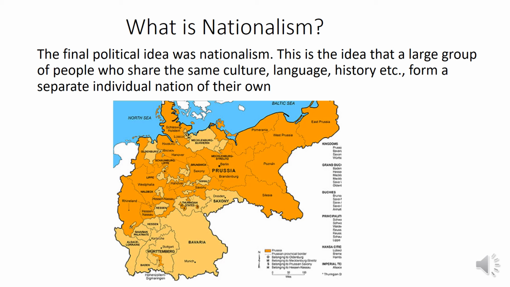So what is nationalism? This is the idea that a large group of people who share the same culture, language, history and much more form a separate individual nation of their own. So let's discuss that in a bit more detail.